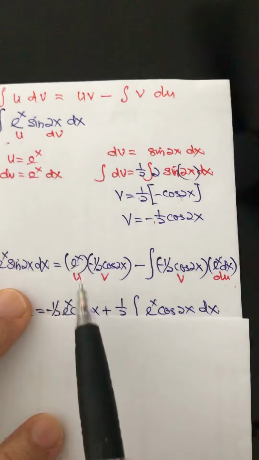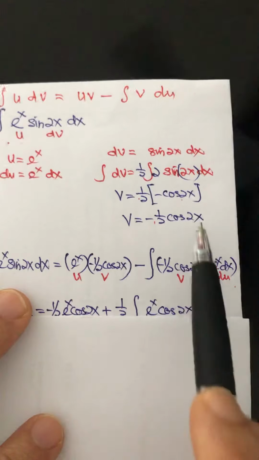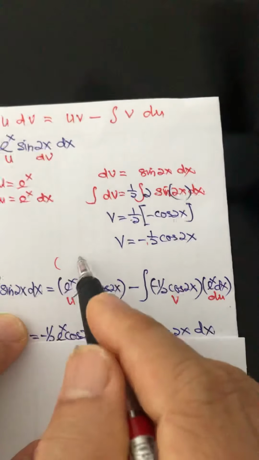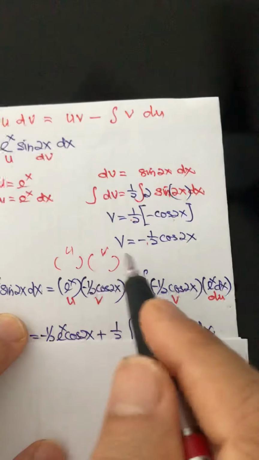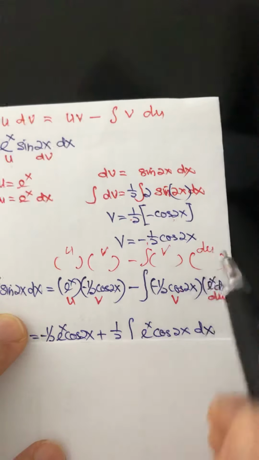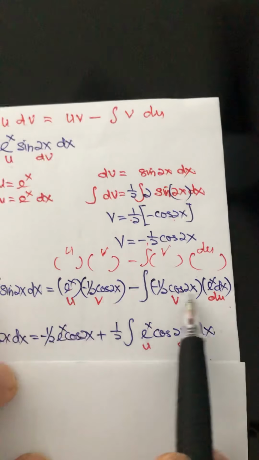Okay, u is e^x, v is this one, v is this one, then e^x dx. Okay, so remember every time you write down the bracket like this first. If not, I'm scared you might make a mistake. You write, then only you fill in. Okay, so once you fill in, you have all this.